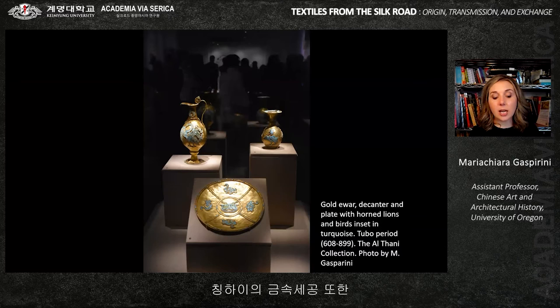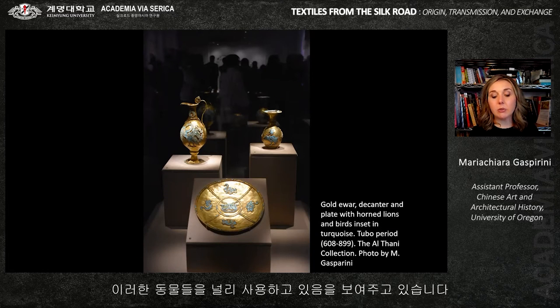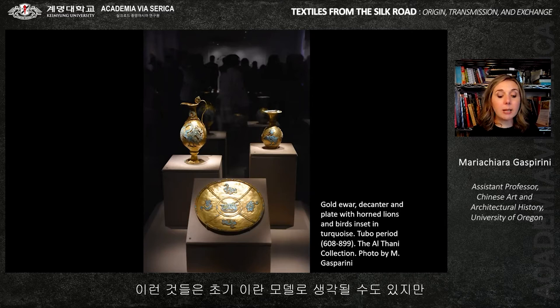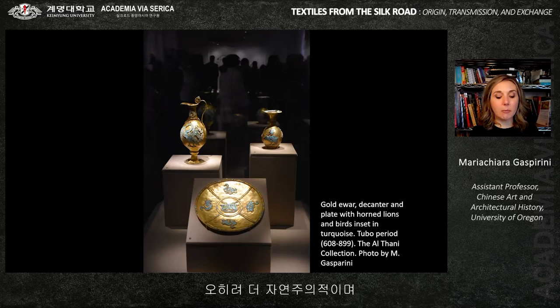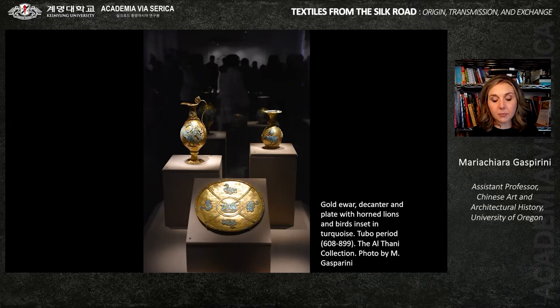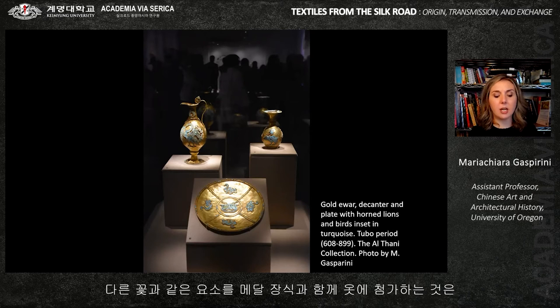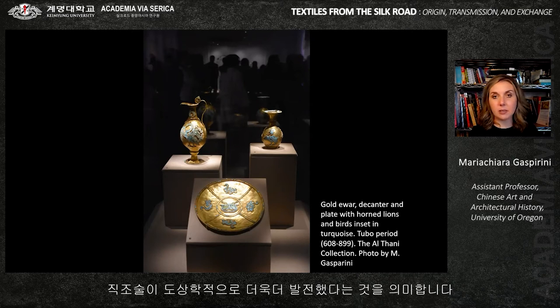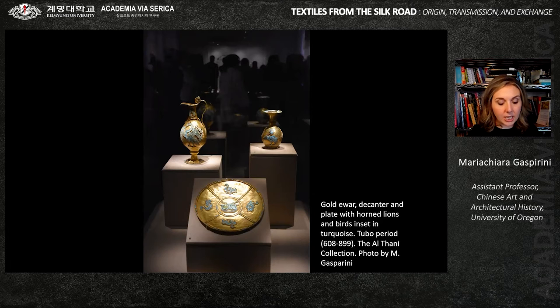Metal works from Qinghai also exemplify the broad use of these animal representations. But although they can be traced back to early Iranian models, they are more naturalistic and combined with other floral motifs typical of the Tang. The inclusion of animals into beaded roundels or lobes composing larger medallions and accompanied by other flower elements was a further step in the iconographic advancement of the weft-faced compound.